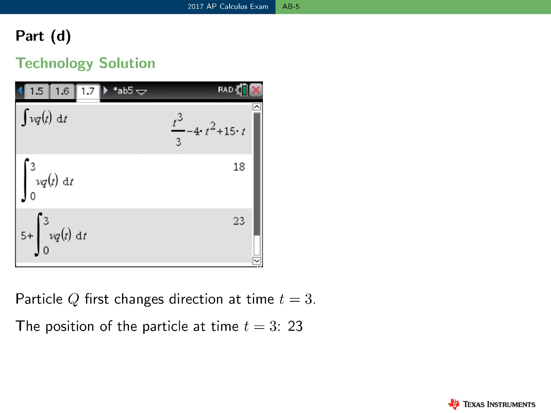From our work in part B, we know that particle q changes direction for the first time at time t equal 3. We could start by finding a symbolic antiderivative of v sub q of t. However, we could instead just find the net change in position of particle q over the time interval 0 to 3. And then we could add this to the initial or start position. Or we could simply find the position of the particle on one command line. So finally, the position of particle q at time t equal 3 is 23.